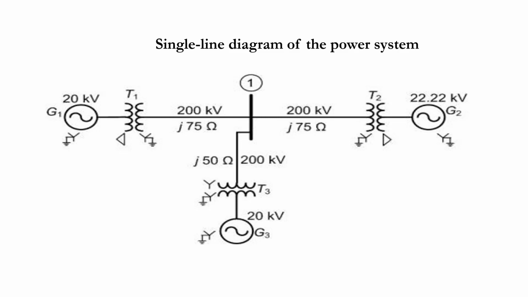This transformer is delta star with 4-wire, neutral grounded. Since the generator is star grounded, the primary of this transformer is star grounded and the secondary is star ungrounded. This is a transformer delta and star ungrounded. So a single line diagram comprises generator, transformer, transmission line, bus, etc.